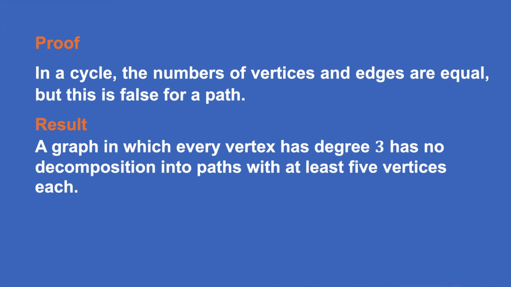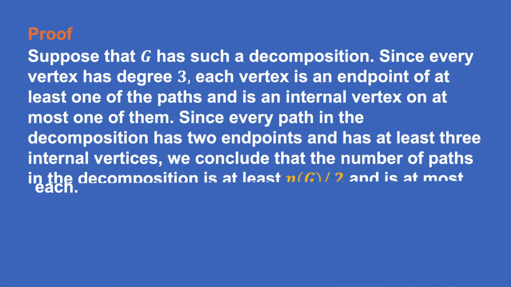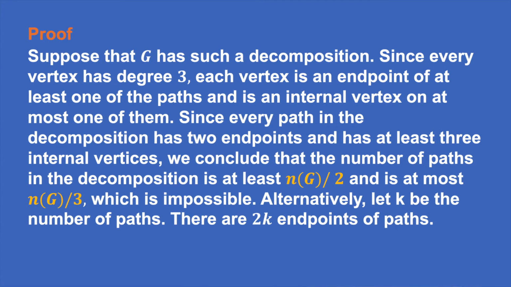A graph in which every vertex has degree 3 has no decomposition into paths with at least 5 vertices each. The proof for this is, suppose that G has such a decomposition. So, we are going to proceed by contradiction. Since every vertex has degree 3, each vertex is an endpoint of at least one of the paths and is an internal vertex on at most one of them.